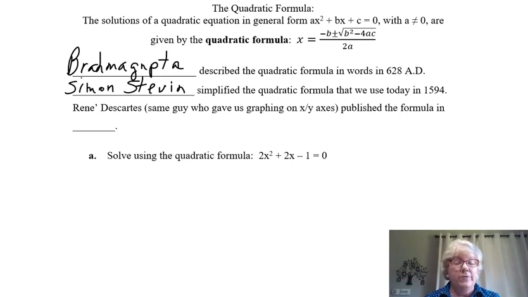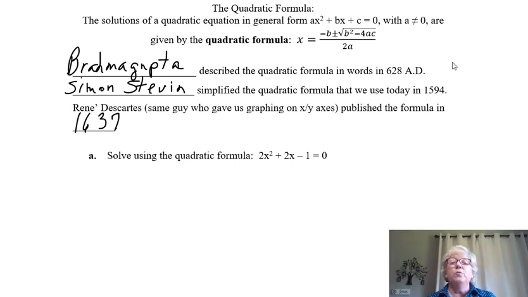So a name that we've studied before, René Descartes, he was the young French mathematician who gave us the system that we graph shapes and ordered pairs on with the x and y axes. He actually published the formula in his publication in the year 1637. And that is the formula we're still using today.